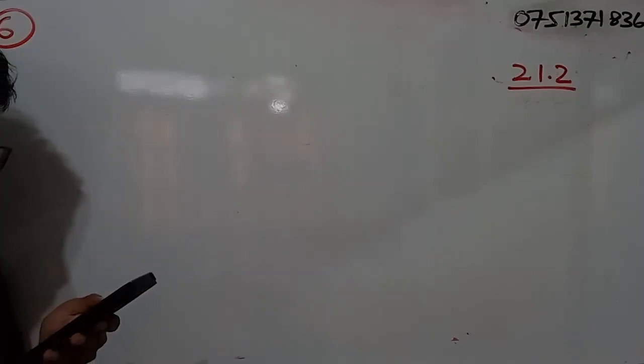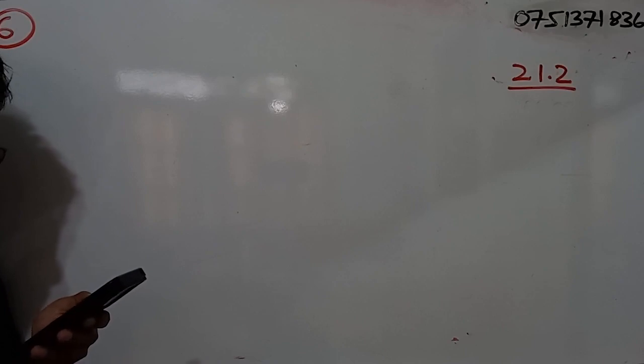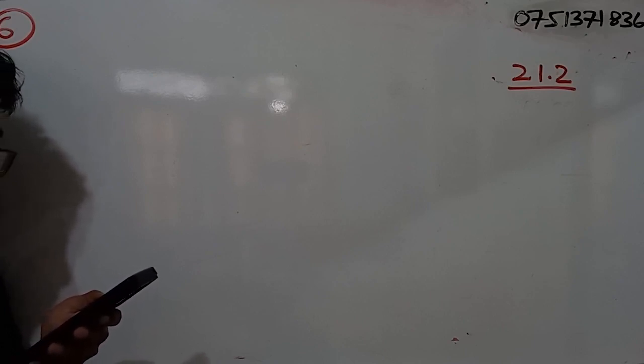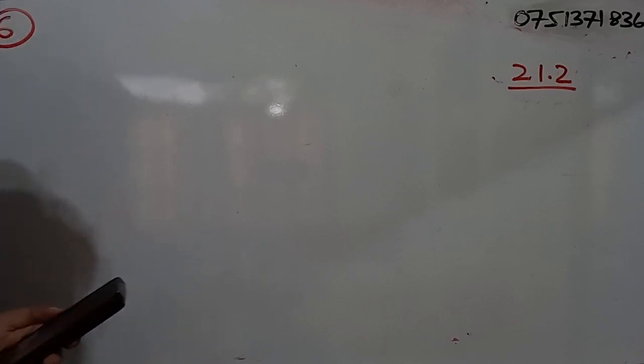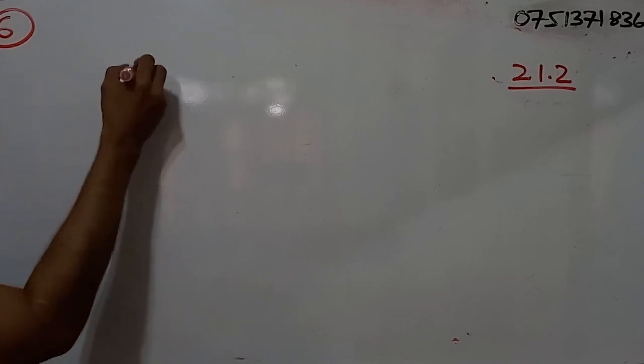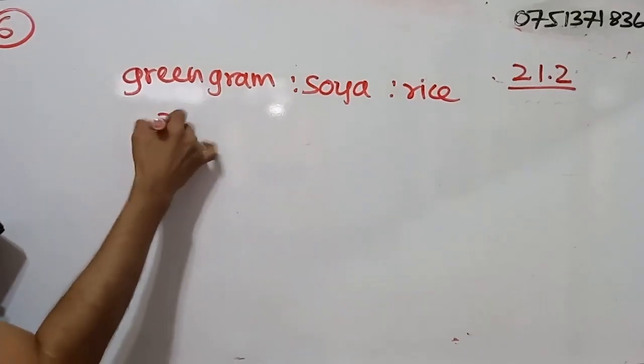Question number 6. A high nutrient food item is made of green gram, soya and rice mixed in the ratio 2:1:3. Compute the amount of rice in a 840 gram packet of this food item. Right? So we have green gram. So what is the ratio?